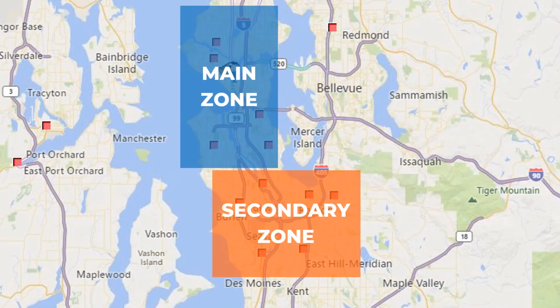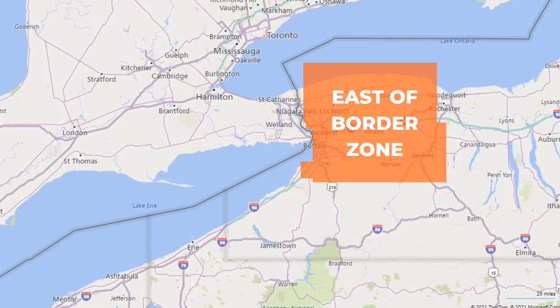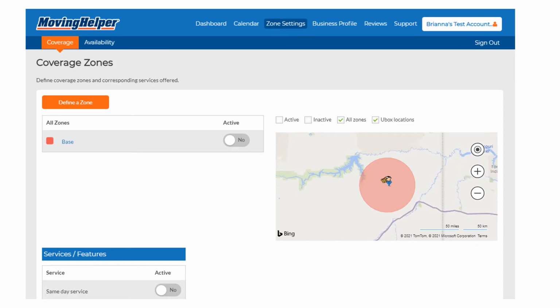Finally, you can create zones to avoid specific geographic features. For example, if you live in an area with mountains or bodies of water, you may want to create zones to avoid unnecessary hazards or longer travel times. If you live in an area with borders or tolls, you may want to create zones to avoid those as well. Your moving helper zones can be as simple or as complex as you want.